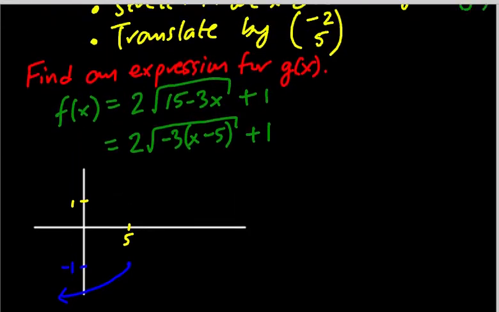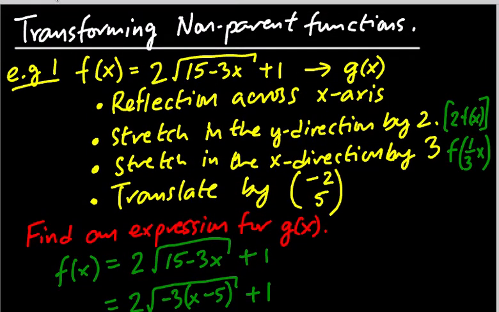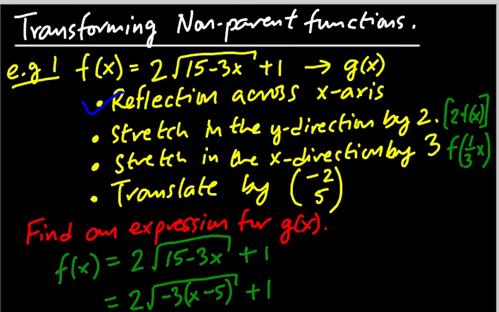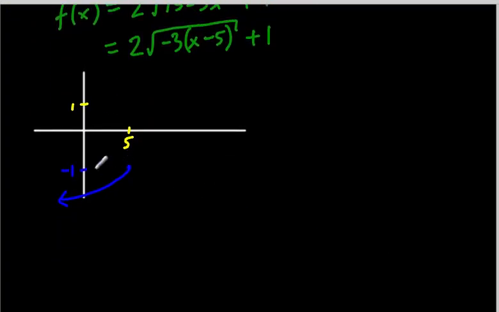So I've done the very first one, which is a reflection across the x-axis. Next, I'm going to stretch in the y direction by a factor of 2. Now, we'll get to this green part that I wrote here later, but first, I'm going to stretch in the y direction by a factor of 2. If I stretch in the y direction by a factor of 2, it only affects the y's. So this -1, if I multiply that by 2, will become -2.